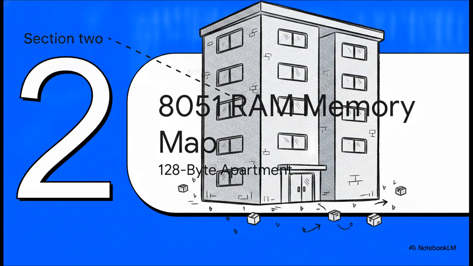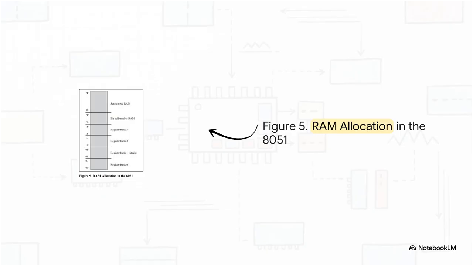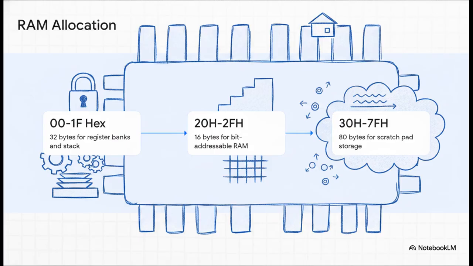And you know what? That makes us vastly better debuggers in literally any high-level language we use later on. Let's move to Section 2, the 8051 RAM memory map, your 128-byte apartment building. So let's visualize this complete RAM allocation. It's actually fascinating. We only have 128 bytes to work with in total. That's represented in hexadecimal from address 00 at the absolute bottom all the way up to 7F at the top.